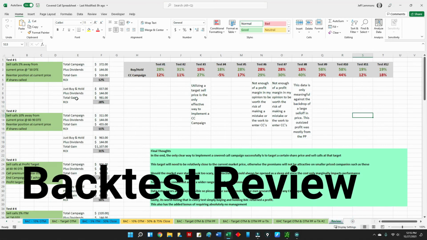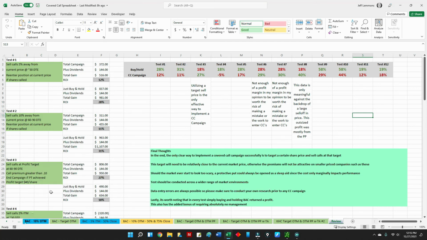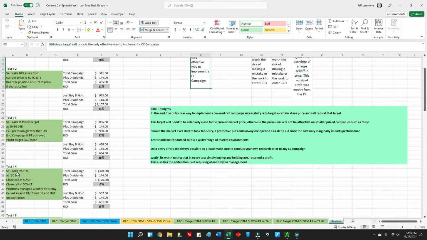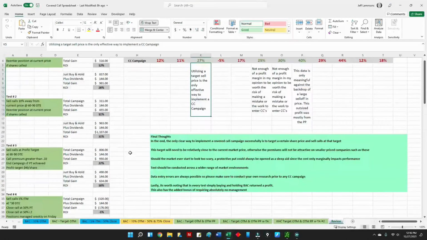But you can see I pulled all that data in here, and test number one, way back at the beginning, was the 5% away or 5% out of the money, and you can see buying and holding won that one. Test number two was the 10% out of the money. Again, buying and holding was the clear winner. Test number three was the one where we picked a profit target, and a note I had here: utilizing a target sell price is the only effective way to implement a successful covered call campaign. Test number four I've got right here. Sell calls 5% in the money. That should never be done.